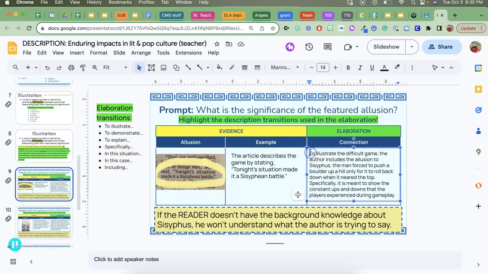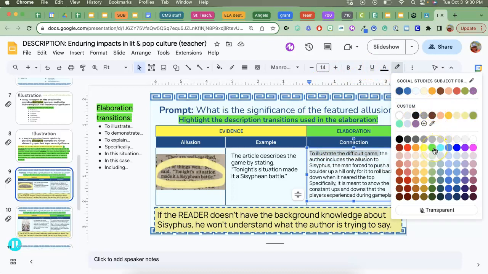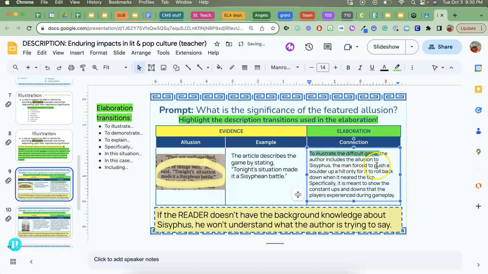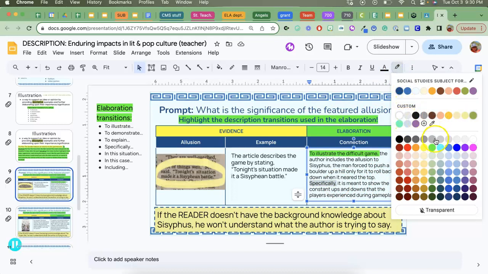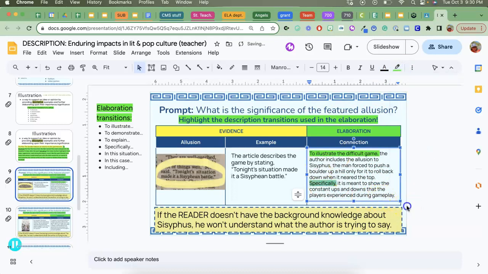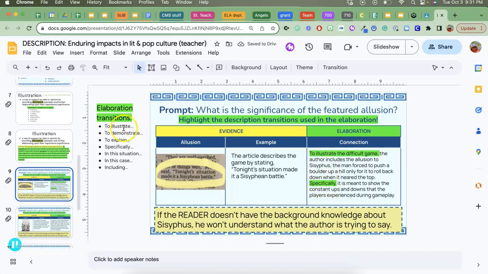So we're going to highlight to illustrate, all the way to the end of the transition. We know that transitions are at the beginnings of sentences and they go up to the comma. So, to illustrate the difficult game. And then I see another one, specifically, all the way up to the comma. So this is what this slide should look like. We use two different transitions to help explain our evidence and make the connection to the allusion.